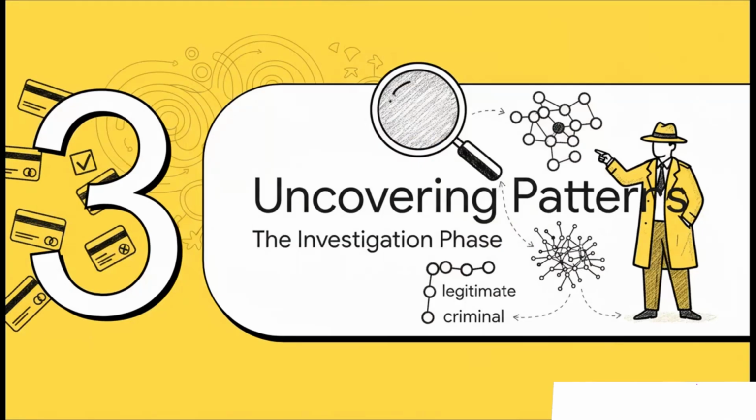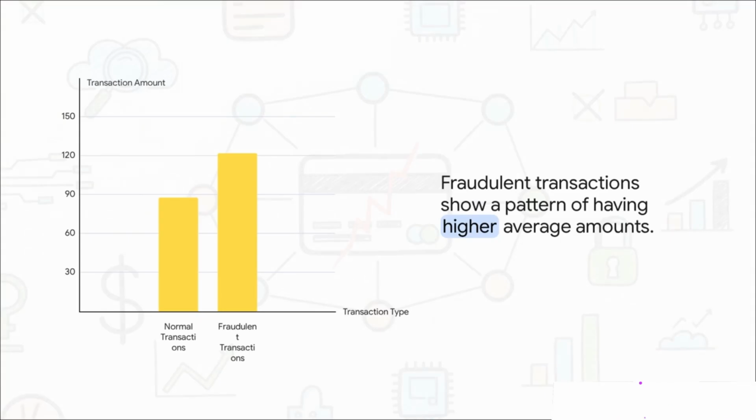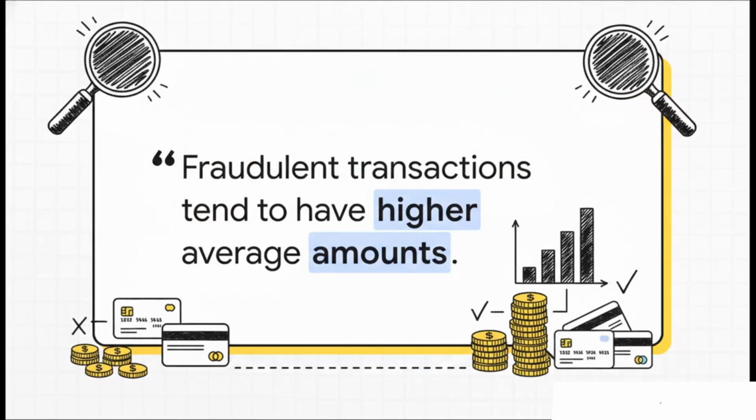All right, so once our detective is all trained up, it's time to start the real investigation, looking for those hidden patterns that separate legitimate purchases from criminal ones. And it finds a major clue almost immediately. Just look at this. On the left, you've got the average amount for a normal, everyday transaction. But on the right, that's the average for a fraudulent one. The difference is, wow, it's pretty striking, isn't it? So what does this tell us? Well, it points to a really key insight. Now, of course, not every big purchase is fraud and not every small one is legit, but there is a clear and powerful pattern here that our digital detective can latch onto.